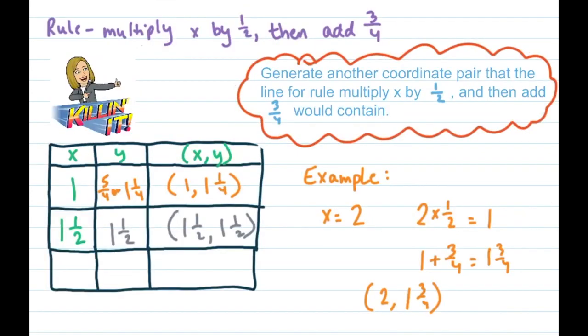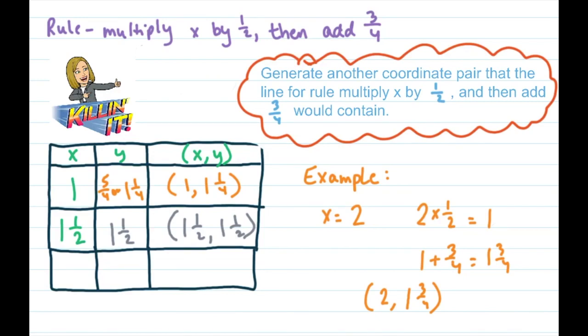At this point in time, I would like you to generate another coordinate pair that the line for the rule multiply x by 1/2 and then add 3/4 would contain. I did give you an example. I would like you to explore a different coordinate pair, but I want you to use the same process that we used to discover your own coordinate pair. So go ahead and pause your video, find your coordinate pair. Once you have that, press play and we will keep going.